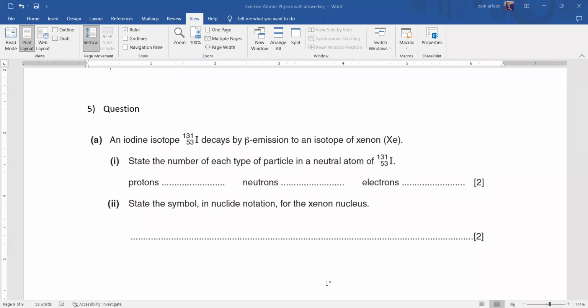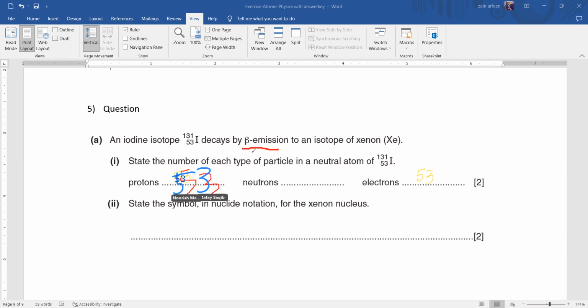So question 5 is related to atomic physics. An iodine isotope is there, which is 131 and 53. It is emitting out beta and it turns into xenon. State the number of each type of particle in a neutral atom of iodine. You can use the screen annotation to complete.